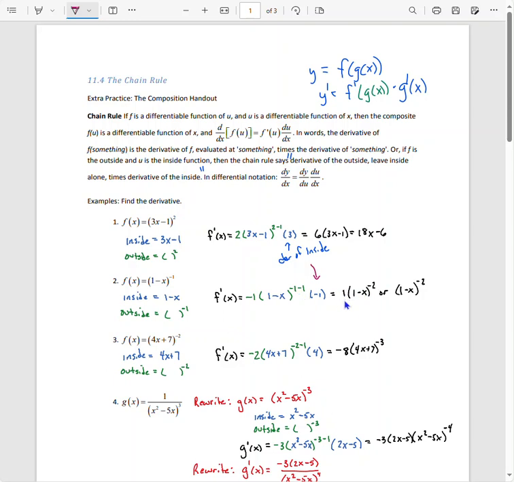And frequently we just don't write that 1 as a coefficient, or we might write it as 1 over 1 minus x all squared. This one's fine. This one's absolutely legit too. Either way is all good.